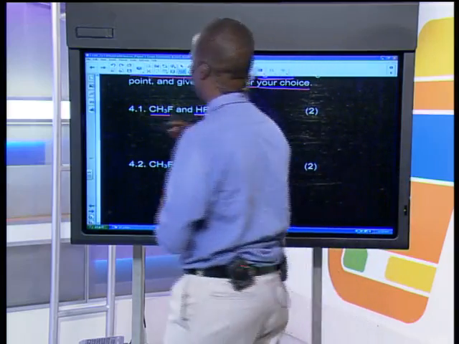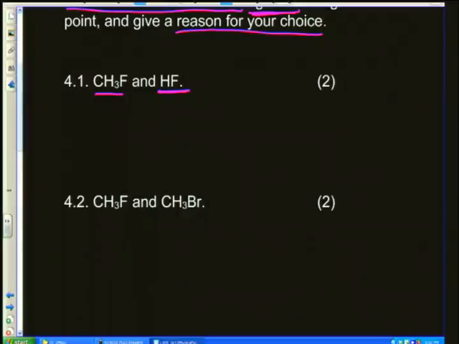Let's go back and look at the ones that we are given. So with these two substances here, we have got hydrogen bonds here, and here we'll have dipole.